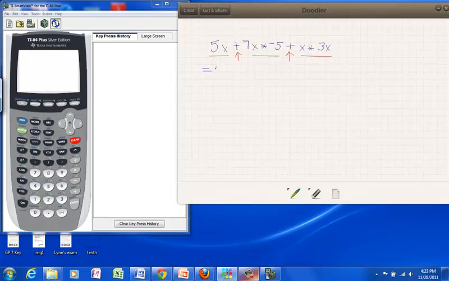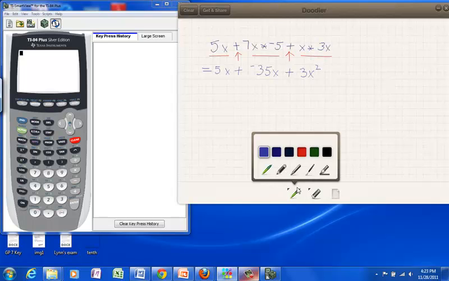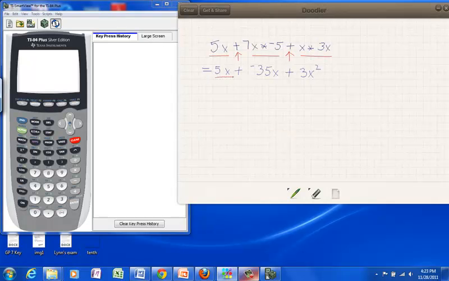So 5x, that term is simplified. 7x times negative 5. 7 times negative 5 is negative 35. X times 3x. Since I have x times x in that term, that's 3x squared. Now I still have 3 terms. 2 of those terms are like terms. And because this is x squared, it's not a like term.